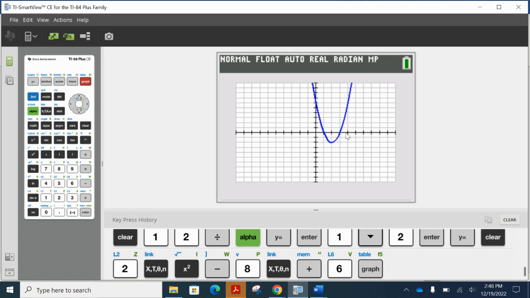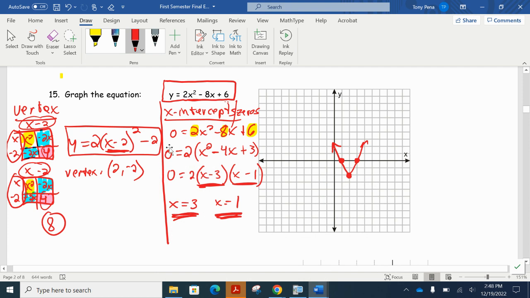you can get your x and y intercepts by just looking at this 1 and 3. Your vertex is 2, negative 2, and then we can just sketch that in as long as we're hitting those points. Okay? So that's something that you might want to consider depending on how good you are, because this is a lot of work here. Whereas if you just put it into your calculator, it's kind of an okay way to cheat.